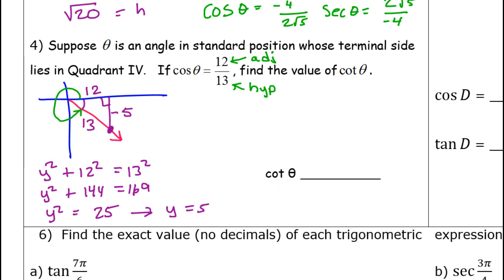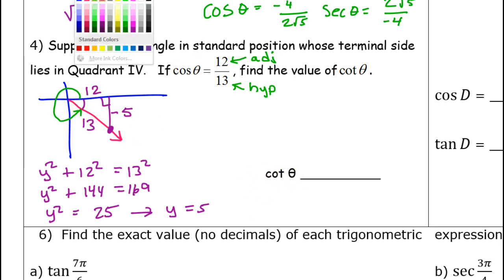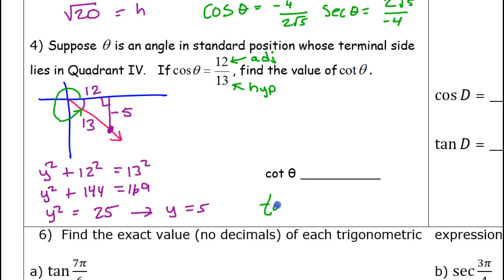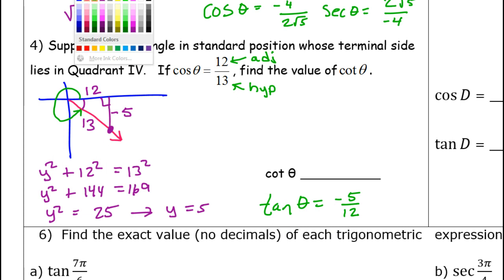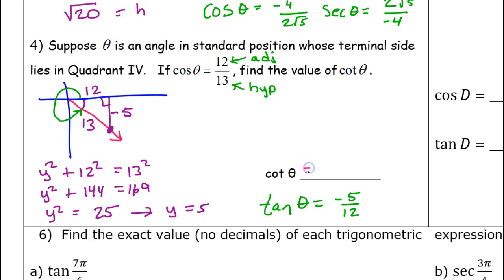Cotangent. Cotangent is the reciprocal of tangent. And we know that tangent is opposite over adjacent. So tangent would be negative 5 over 12. That means cotangent is going to be the reciprocal of that. So cotangent will be negative 12 over 5.